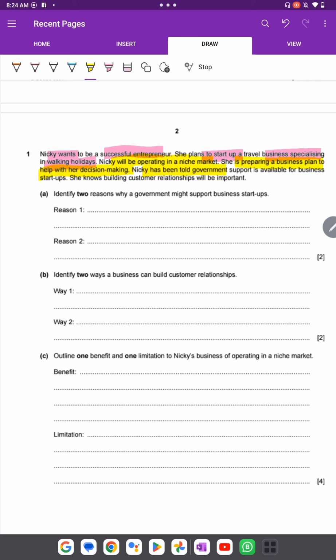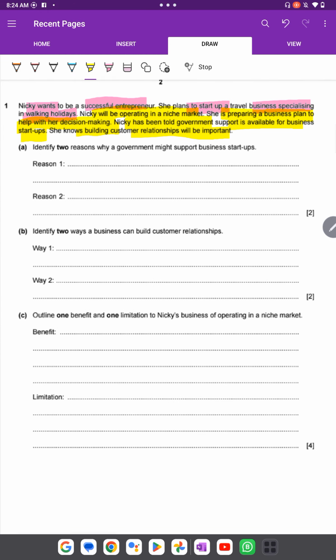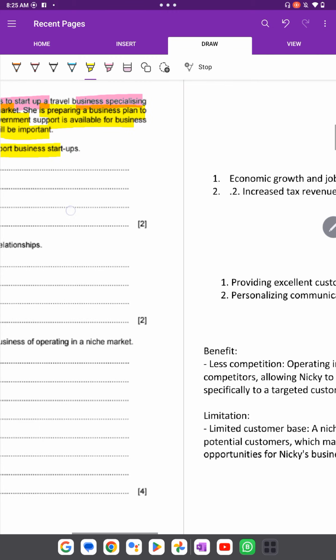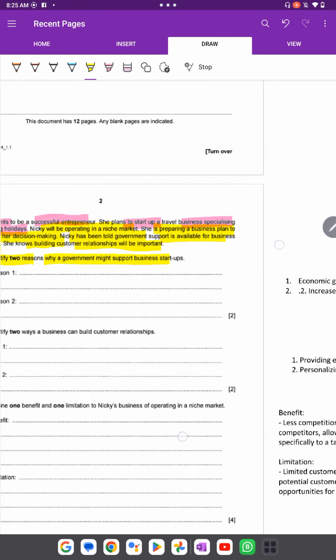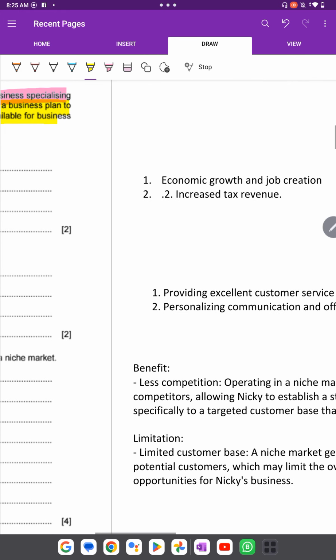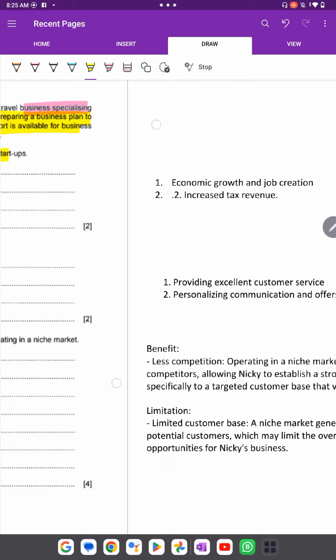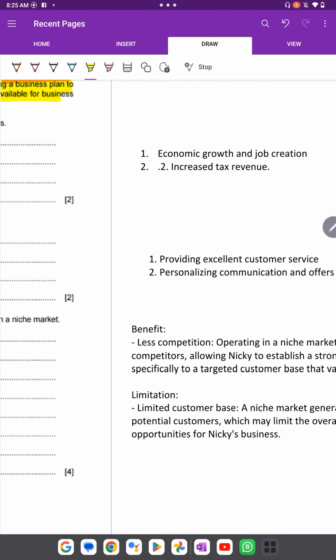Nikki has been told government support is available for business startups, and she knows building customer relationships will be very important. Okay, so we have the first question: identify two reasons why a government might support business startups. So as you can see in the case study, they told us that the government is also supporting Nikki's startup business. So now the first question is why the government supports business.